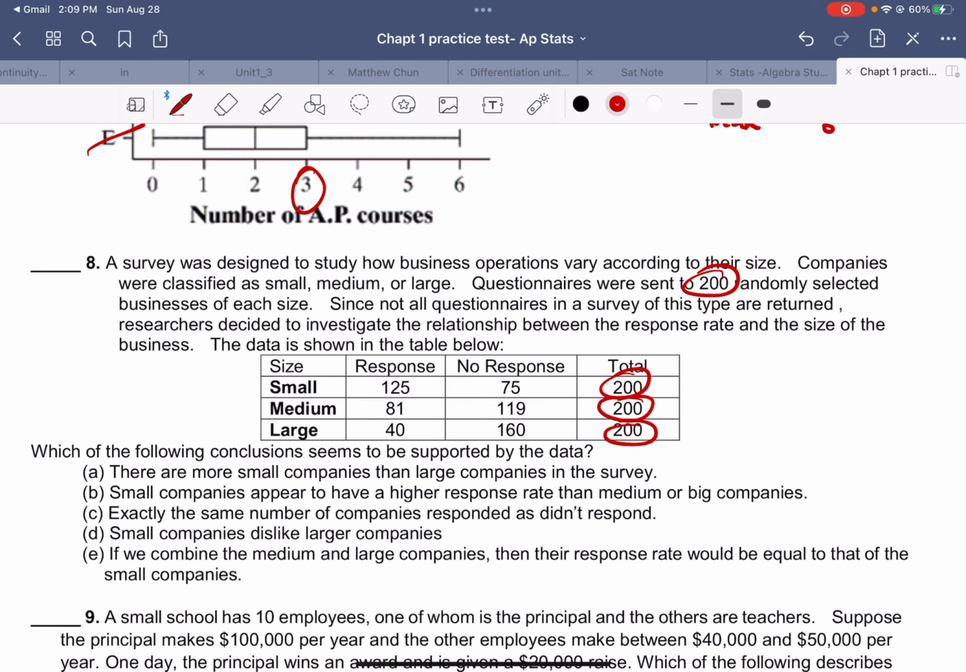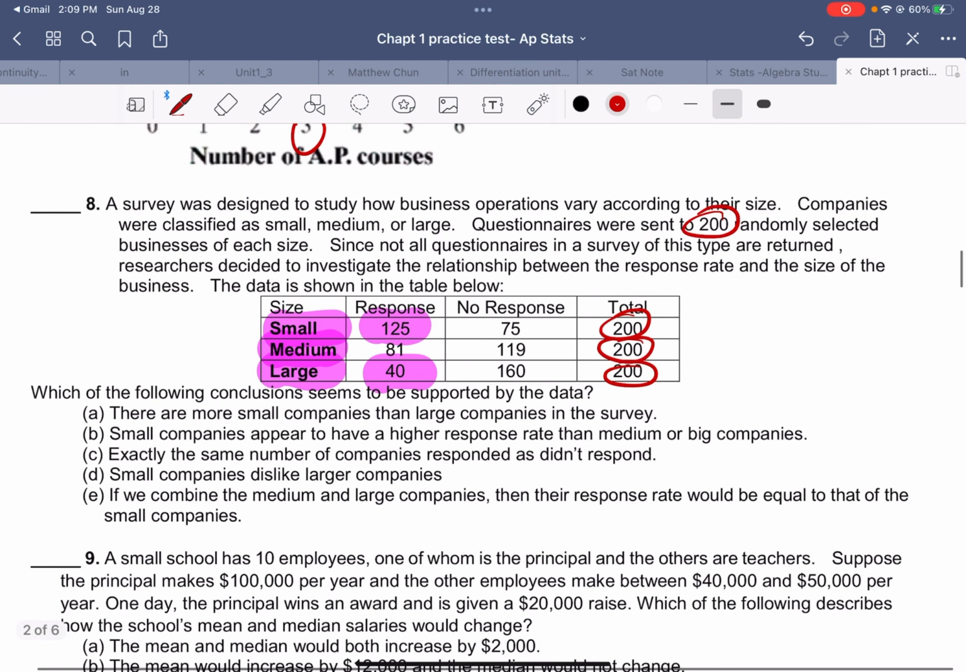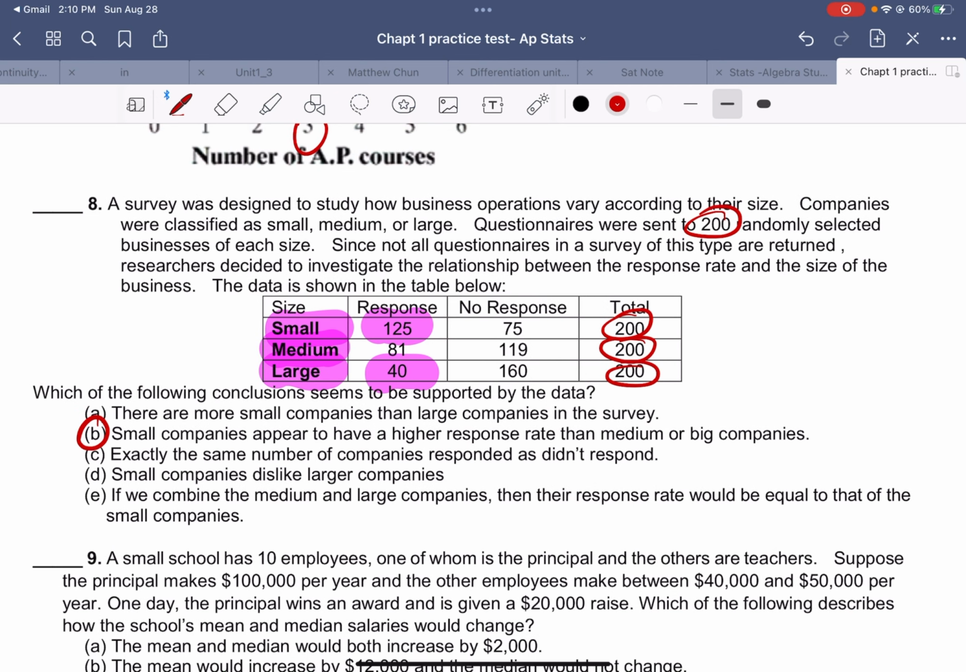Okay, you see here the different sizes of business, and how many responded. Small business is the most, large business is the least. Let's see now, which of the following conclusions seem to be supported by the data? Look at B here. Small companies appear to have a higher response rate than the medium and big. Yeah, that's true, right? Because 125 out of 200 is a lot bigger than the medium and large. So that is supported by the data.